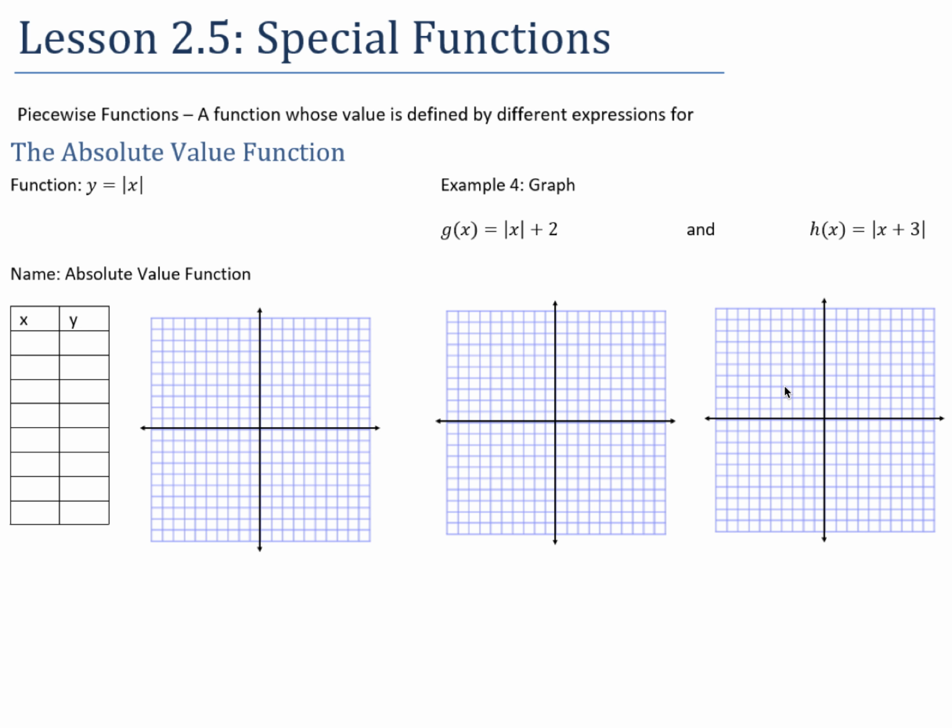In this second part of lesson 2.5, we're going to look at a couple special types of piecewise functions. Remember, a piecewise function is a function whose value is defined by different expressions. Now, we're going to look at the absolute value function, and then we're going to look at the greatest integer function. So the absolute value function is just one equation, but we know the definition of absolute value.